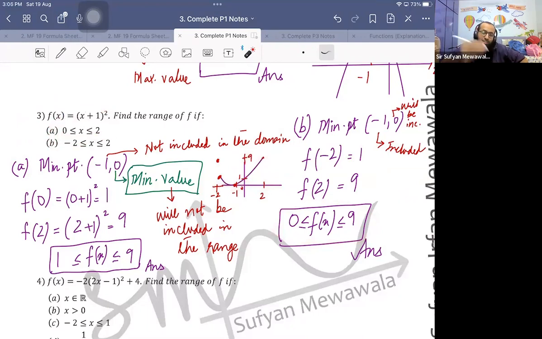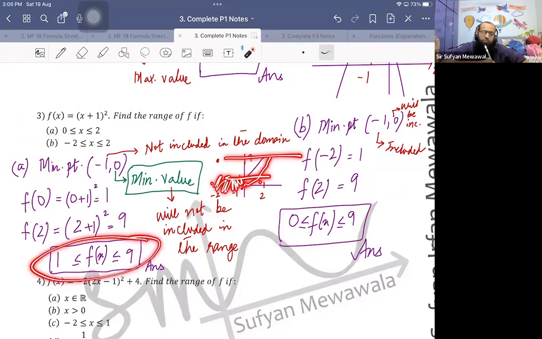When the domain is 0 till 2, this means this part will not be included. Our curve will only be focused on this part. Now see, when the domain is starting from zero, this part will no longer be applicable. So only this part of the curve is valid, and this part starts from 1 and ends at 9. That is why our range is 1 till 9.